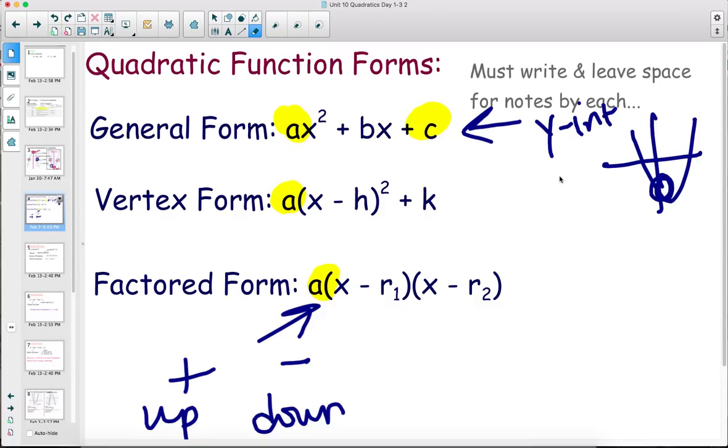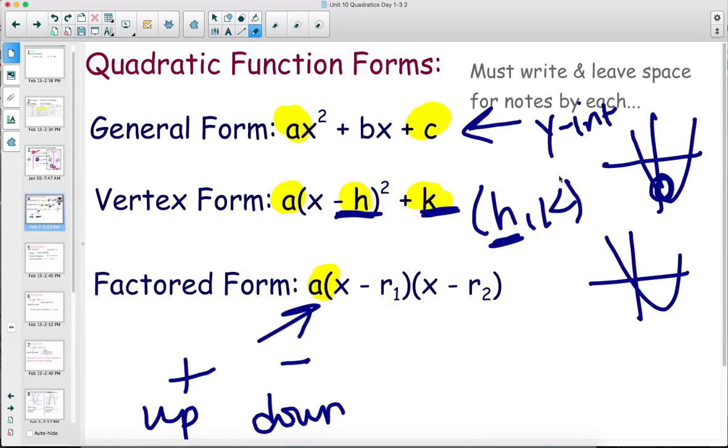Vertex form is what you think it is. It is finding the vertex, so that would be the h and the k. According to that, our vertex would be h comma k. Remember, inside is right left, outside is up down. This is always the opposite. So if it's a minus h, then it's going to be a positive for our vertex. Remember, the vertex on our picture is the high or the low point.